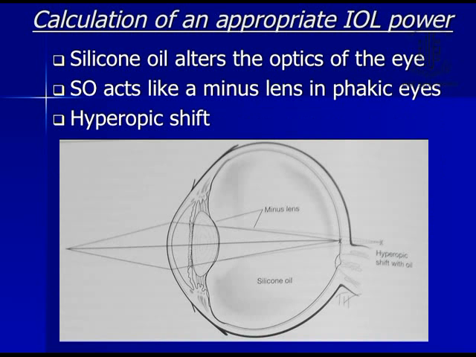Silicone oil alters the optics of the eye. As you can see here, in phakic eye, the silicone oil is acting like a minus lens. This is a phakic eye, and here this is silicone oil, so it is actually acting like a minus lens, and therefore the rays would diverge and come to a focus behind the retina. This therefore produces a hyperopic shift.